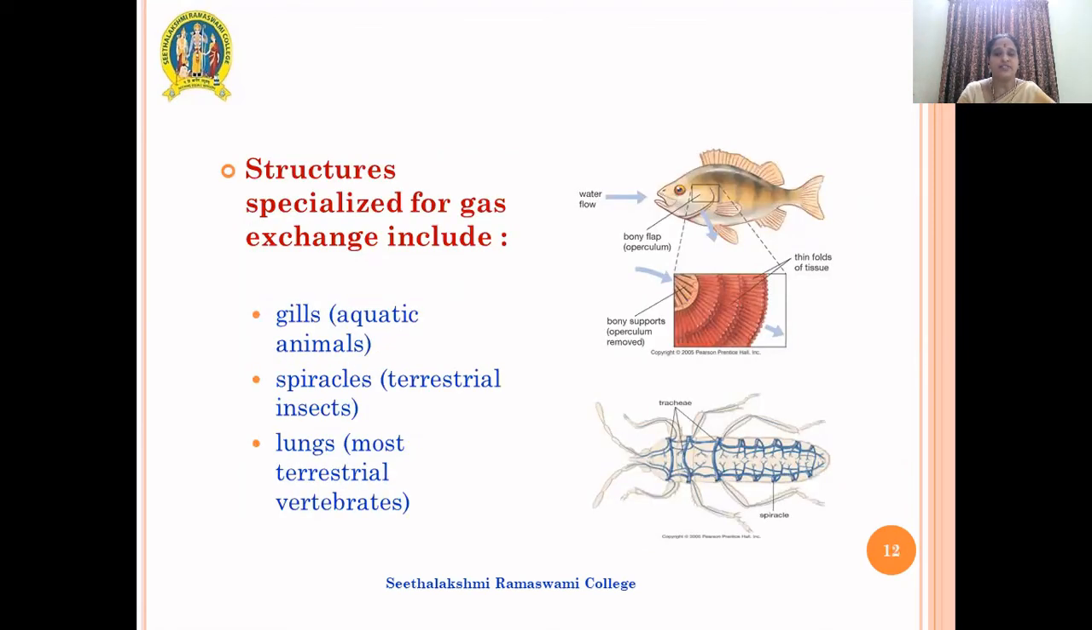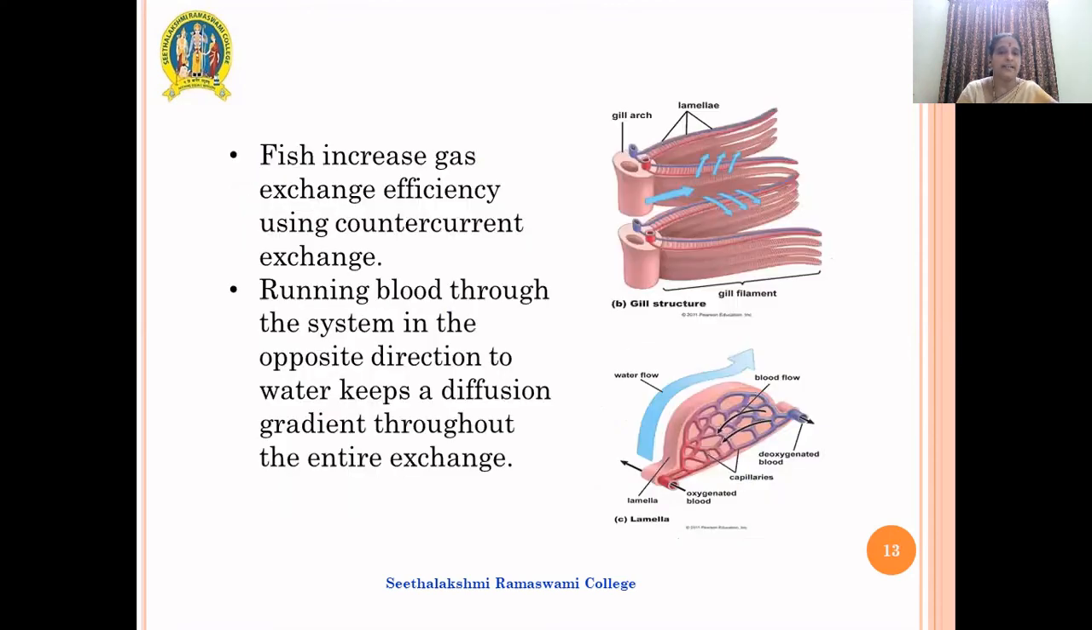In some animals like the fishes, there are structures specialized for gas exchange, which include the gills in the case of aquatic animals, spiracles in the case of terrestrial insects, and lungs in the case of most of the terrestrial vertebrates. There you can see distinct variations in the organ responsible for gas exchange, and it gets differentiated as evolutionary progress adds up the classes or the animal phyla.